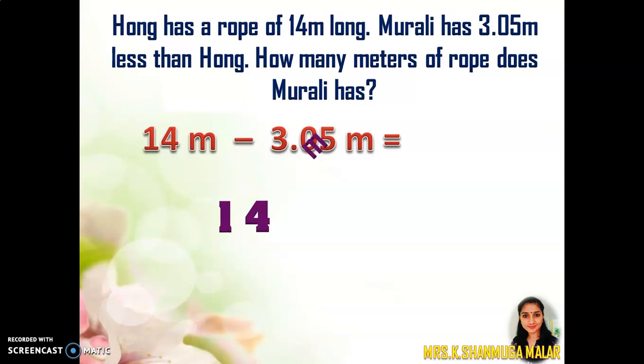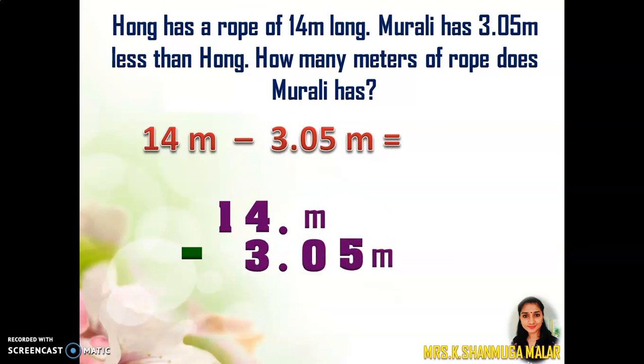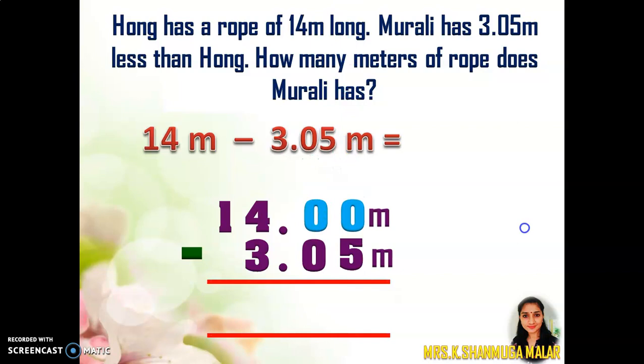First we write the 14 meter, but the next number is a decimal number, so we must place the decimal at the end of the whole number and start to write the next number, 3.05 meter. In this working step, the units are not arranged in the correct order, so we must bring the meter over here and place 0 in these two places. Then we must place the decimal and also the unit.